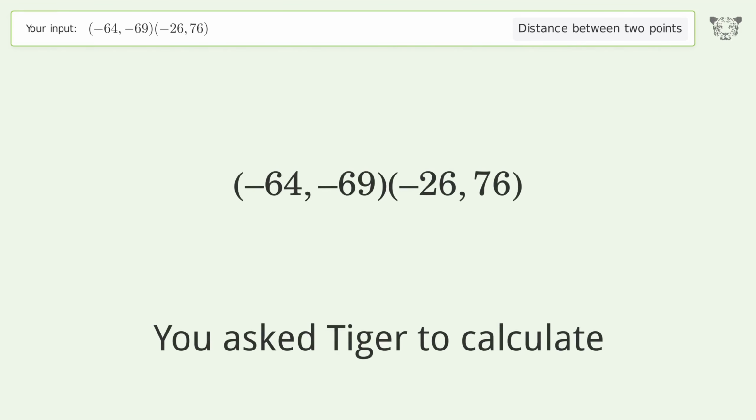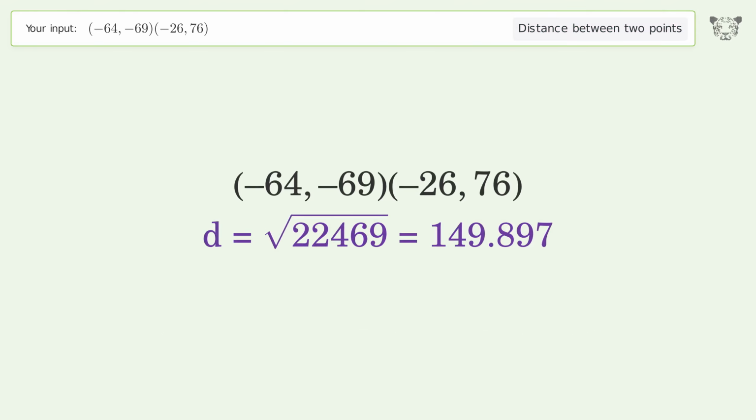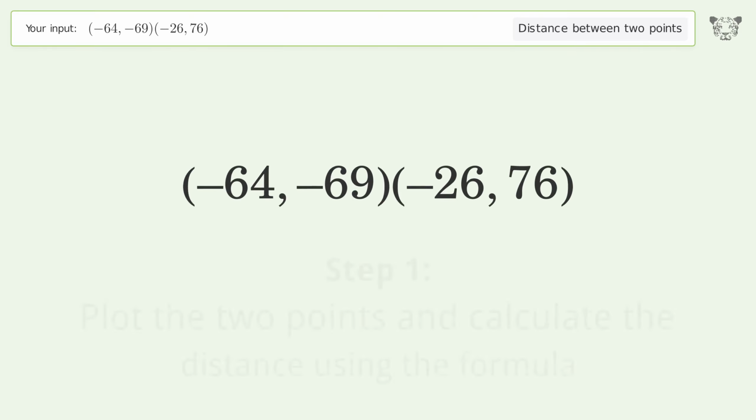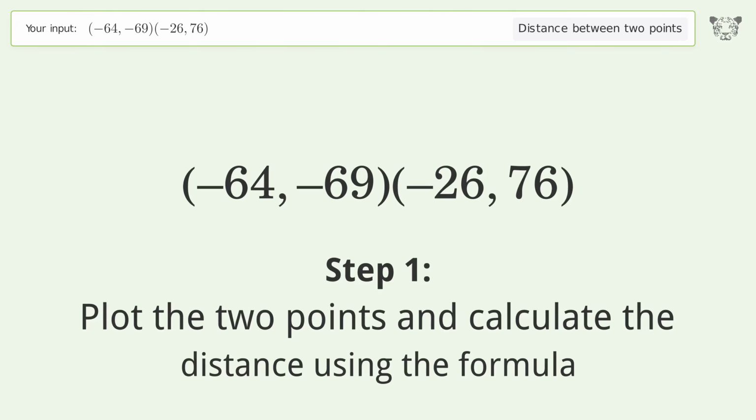You ask Tiger to calculate. This deals with the distance between 2 points. The distance between the 2 points is the square root of 22,469 or 149.897. Let's solve it step by step. Plot the 2 points and calculate the distance using the formula.